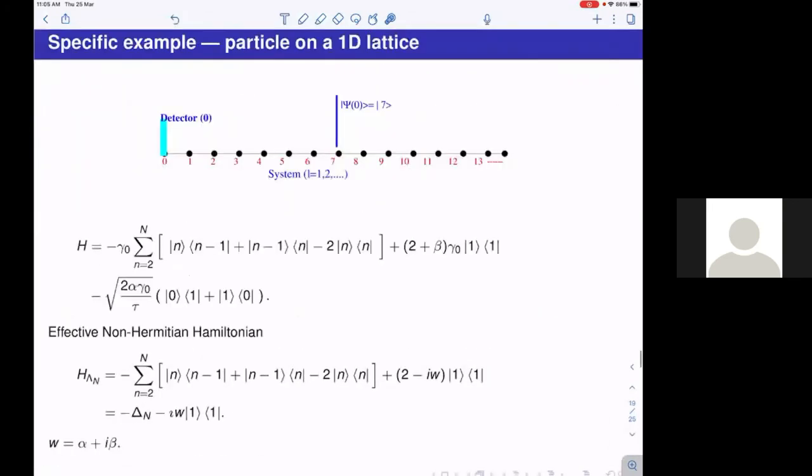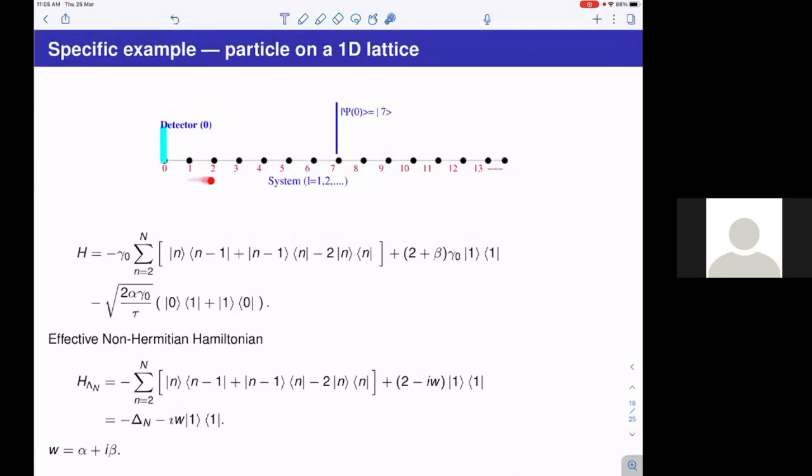For the specific example of this 1D lattice, this is the system Hamiltonian. It is just hopping between different sites, and I also include an on-site term, and there's a special on-site term at site 1. This is just to make the various limits well controlled. And then this is the coupling between the system and detector.